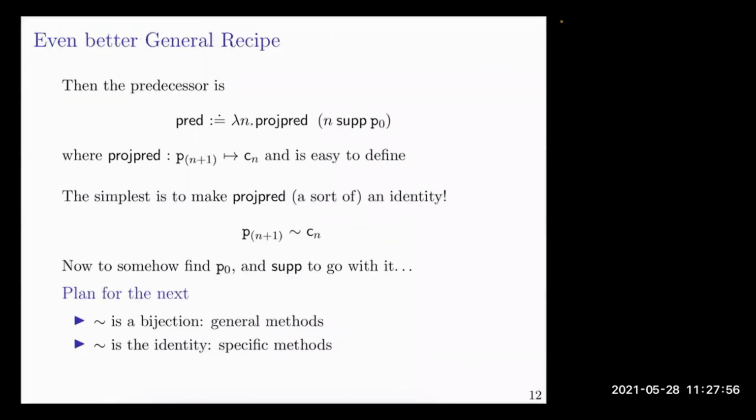Okay, here is an even better general recipe. I said before that the general recipe for the predecessor is this expression at the top of the slide, where proj pred should be this mapping, which should be easy to define. And the simplest, easy to define proj pred is to be an identity, or sort of an identity. So let these P numbers be such that Pn plus 1 is isomorphic to Cn. So the P numbers and church numerals are isomorphic with a shift by 1.